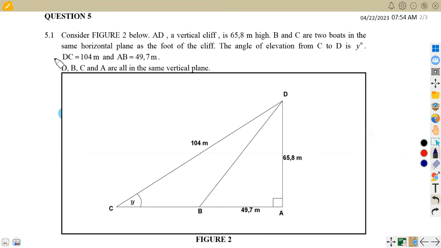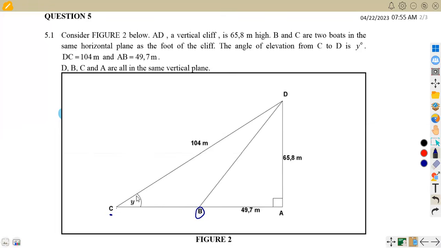So we are given on 5.1 to consider Fig 2 below, where we are given that AD is representing a vertical cliff. AD is 65.8 meters high. B and C are two boards in the same horizontal plane. So this part here, B and C, these are the boards that we are given. Then A is the foot of the cliff, okay? The angle of elevation from C to D is y degrees.